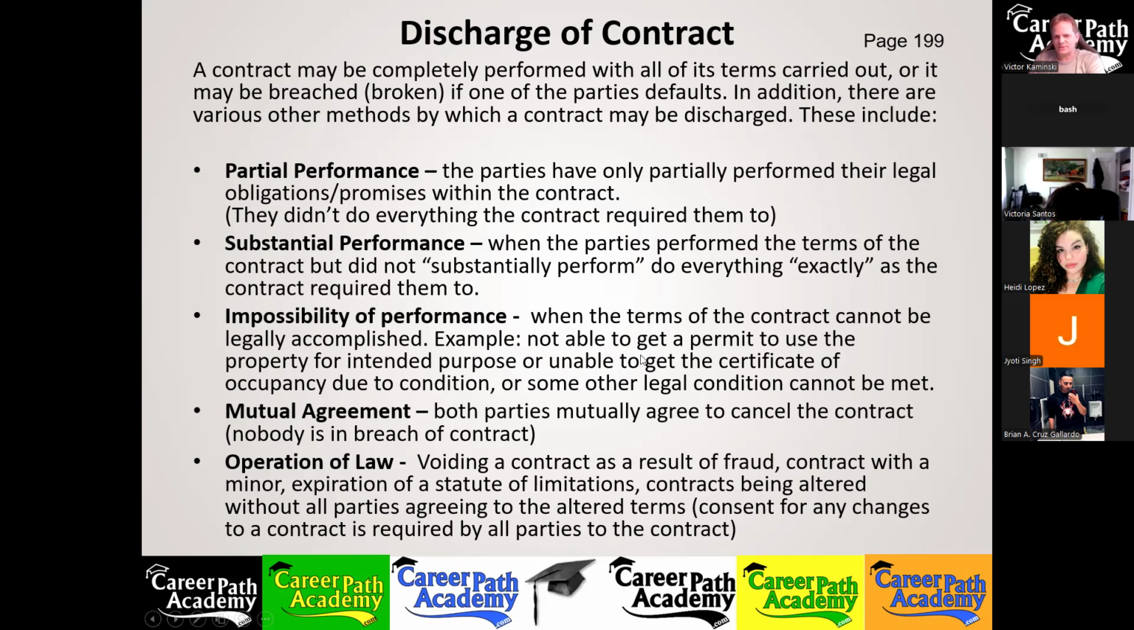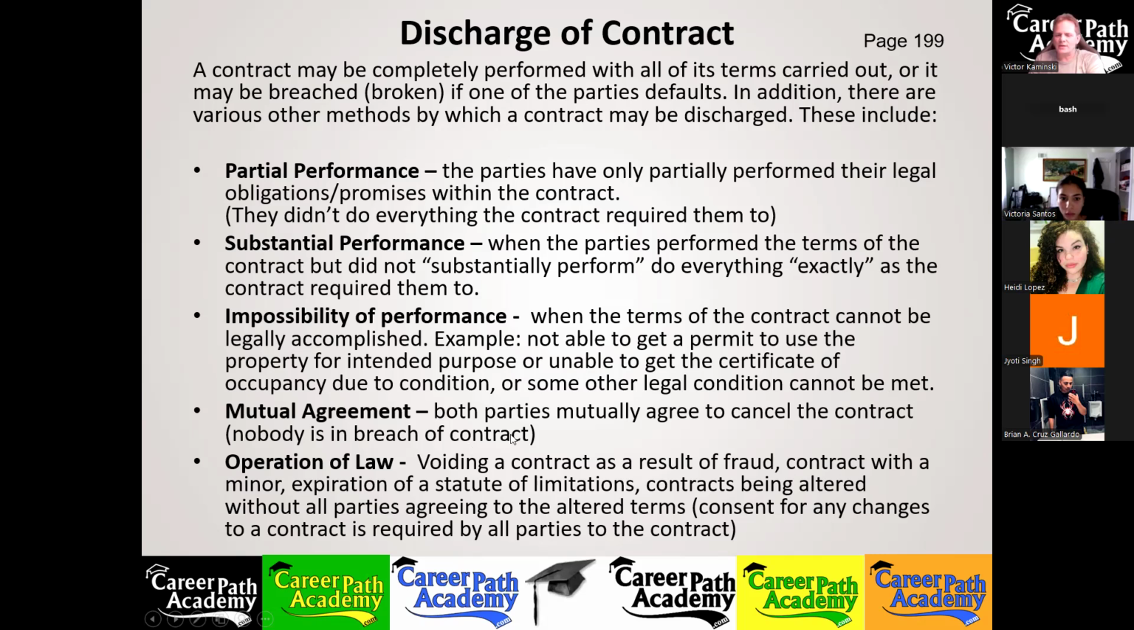Impossibility of performance is when the terms of the contract cannot be legally accomplished for some reason. One example is they're not able to get a permit to use the property for the intended purpose, or they're unable to get a certificate of occupancy due to the condition, or some other legal condition that cannot be met.